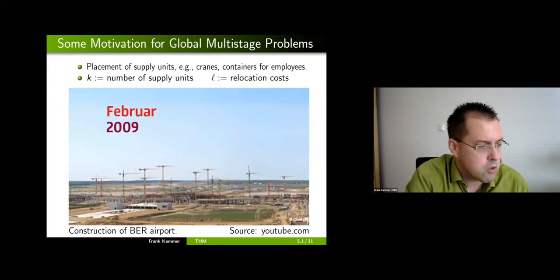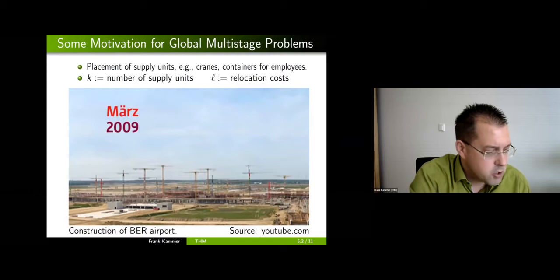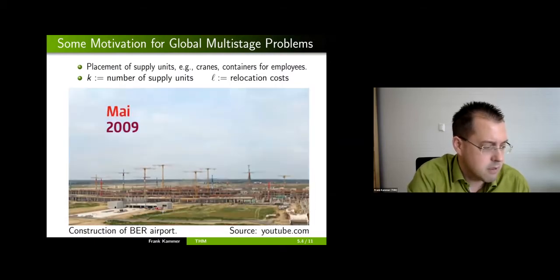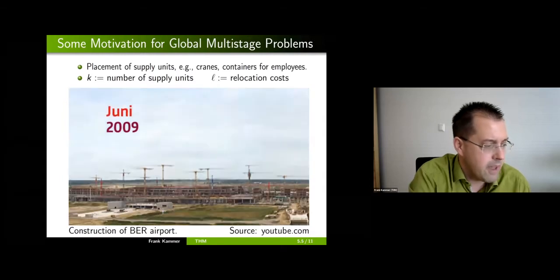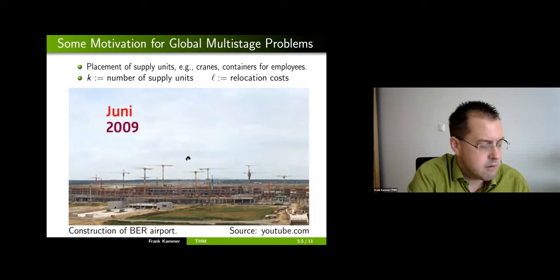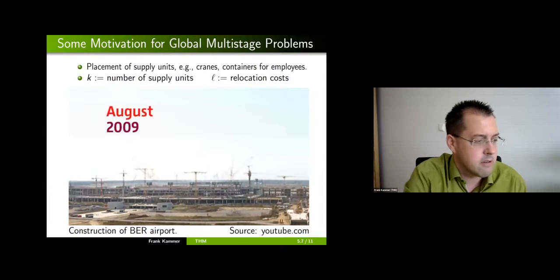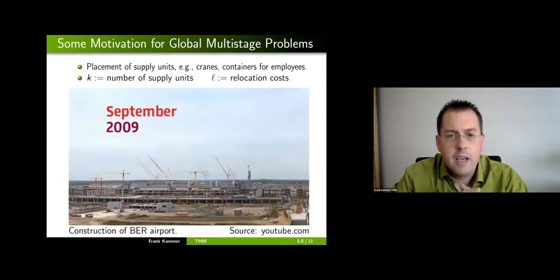there in February is no container, and in March we have 1 container. Then in April we have 2 containers. In May they change, and then they disappeared in June. And now if you focus on the sky, then we see several cranes, but in July more cranes, and again a change in the cranes, and so on.